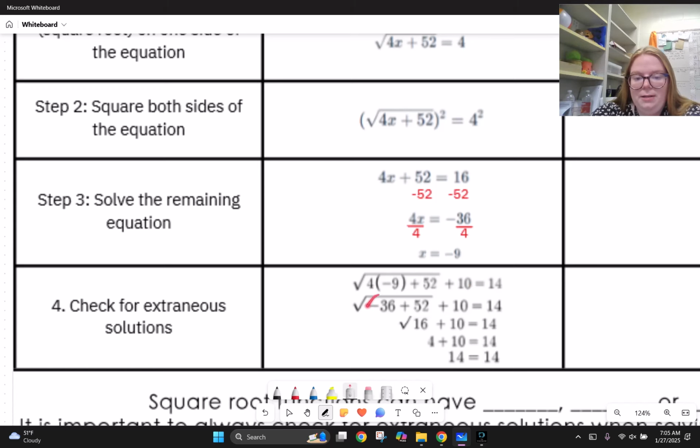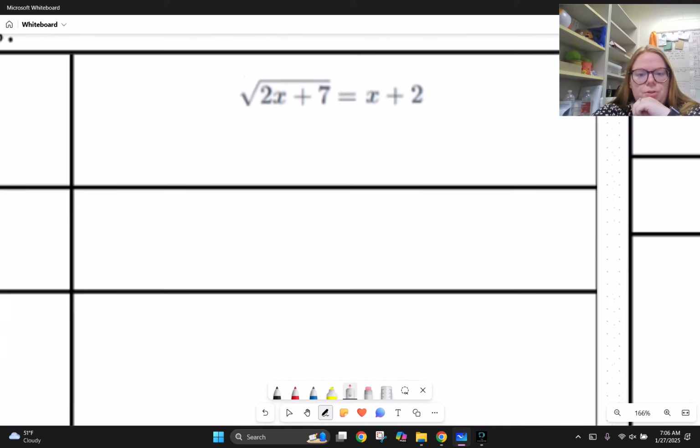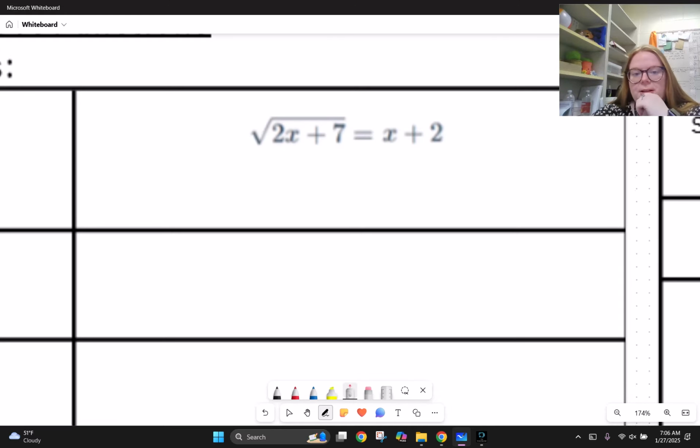So 4 times negative 9 gave you negative 36 here. Negative 36 plus 52 gives us 16. This square root right here, by the way, should extend over that 16, my bad. And then the square root of 16, again, we're usually only working with the positive square root there, is 4, and 4 plus 10 is 14. And since 14 does equal 14, that means that's a real solution. If we had gotten something crazy like 0 equals 1, then that would tell us we're looking at an extraneous solution.